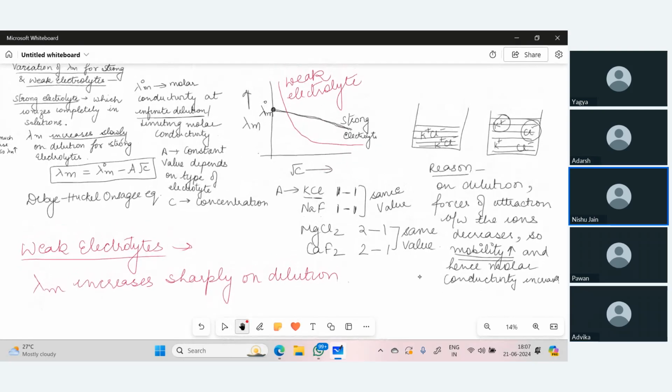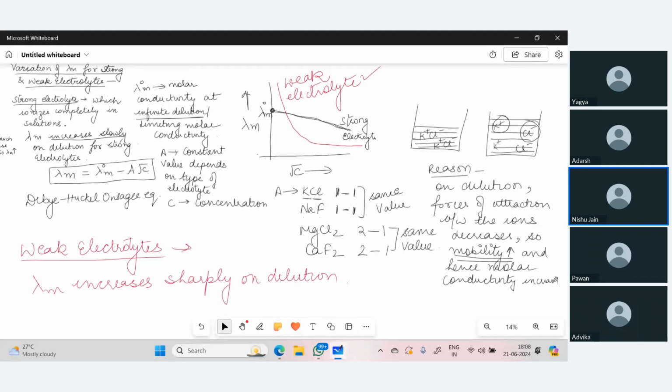Okay. Now weak electrolytes, just plot a graph like this for weak electrolytes. It increases sharply on dilution. Why is it so? Because weak electrolytes are those which are partially ionized in the solution. And when you dilute it, the degree of dissociation will increase and the number of ions formed will be more. So here there is a strong increase because of the increase in the number of ions.